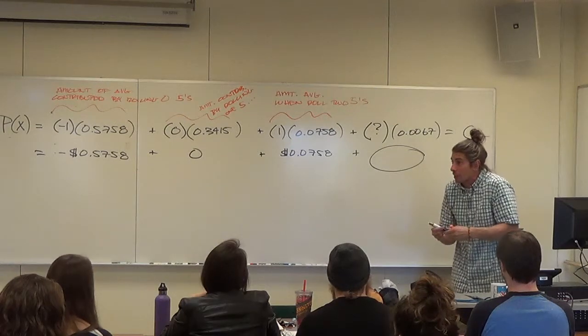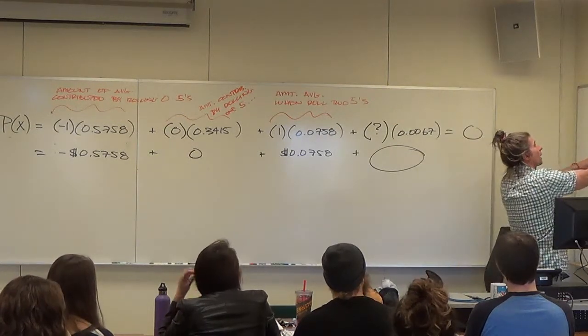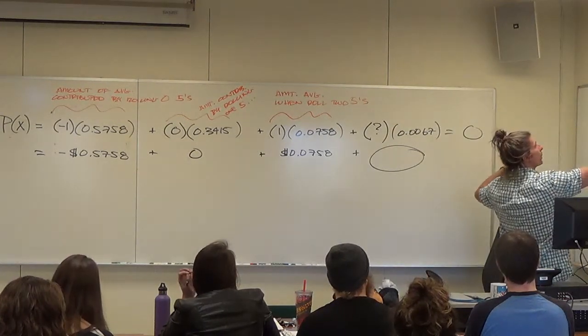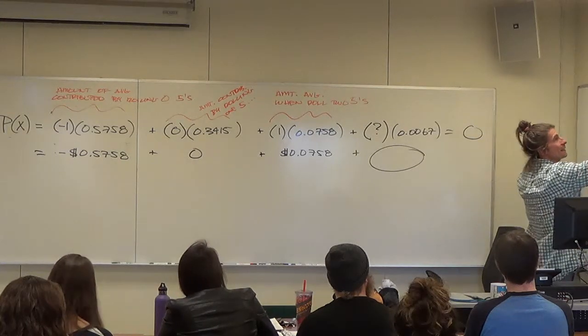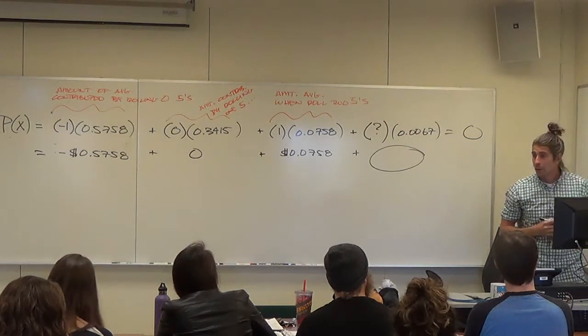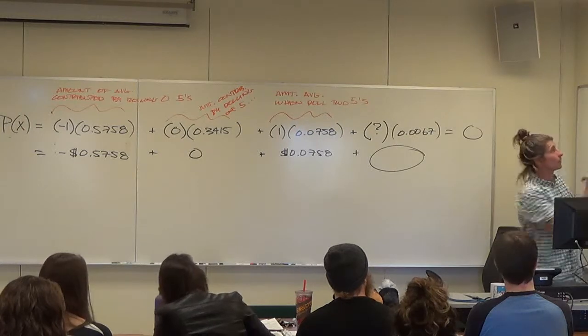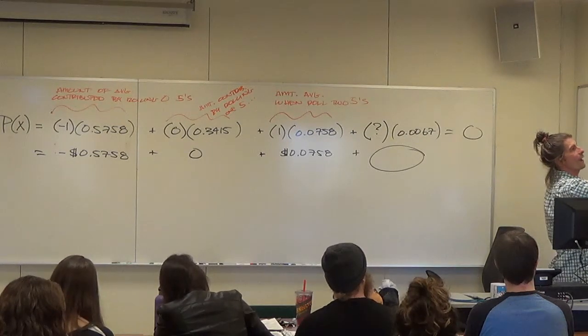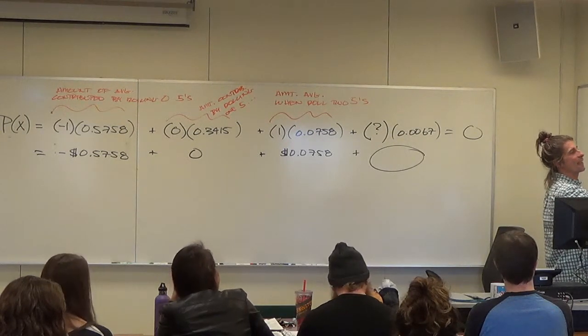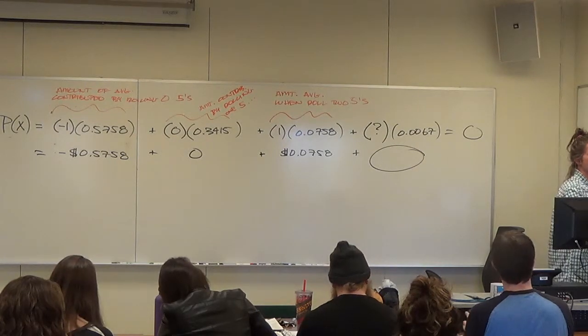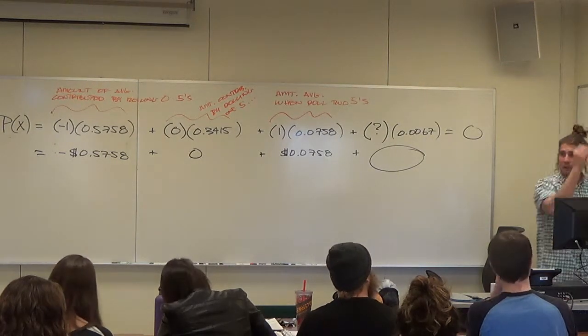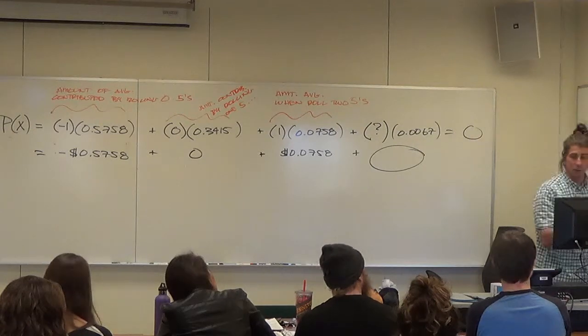So then it just becomes a linear equation. It becomes question mark times that. 0.0067 has to equal 50 cents. So we divide by that, and we see what it is. 50 cents divided by a probability of 0.0067 gives us how much we're going to pay him? 74.6. Let's call that 75 bucks.